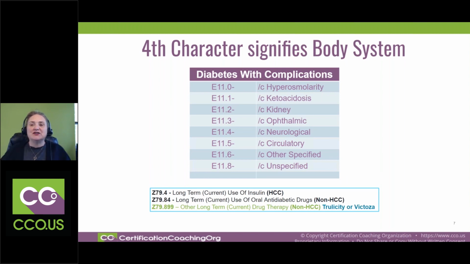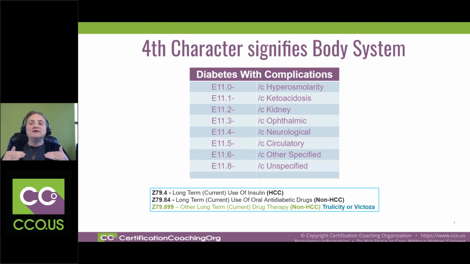6 is other specified. And again, other means we have a definition, we just don't have a code for it. And then 8 is for unspecified. Again, not used as much.